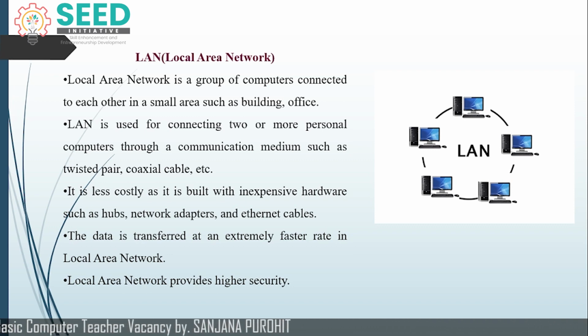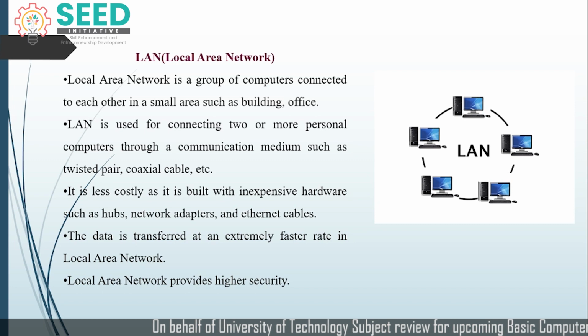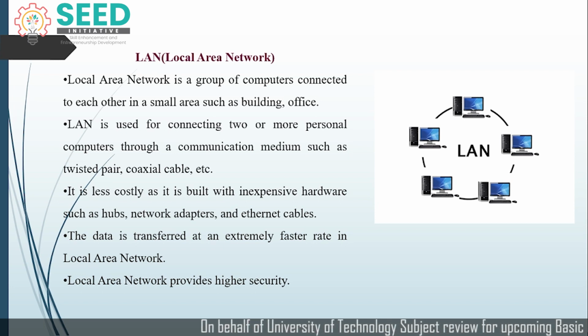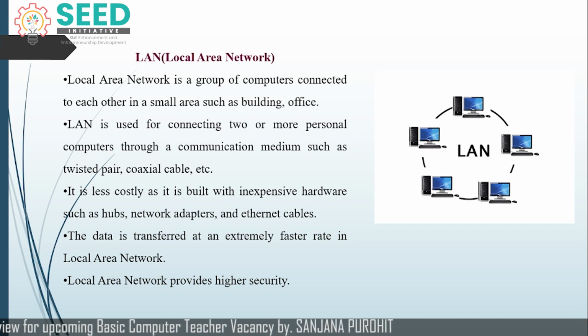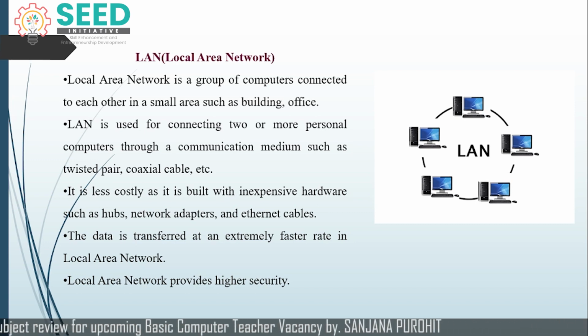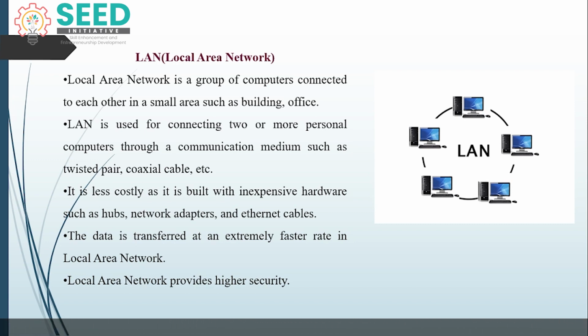Next is local area network. Local area network is a group of computers connected with each other in a small area like a building, office, etc. Local area network is used for connecting two or more personal computers through a communication medium such as twisted pair or coaxial cable. In short, these wired transmission media, twisted pair and coaxial cable, can be used in local area networks.